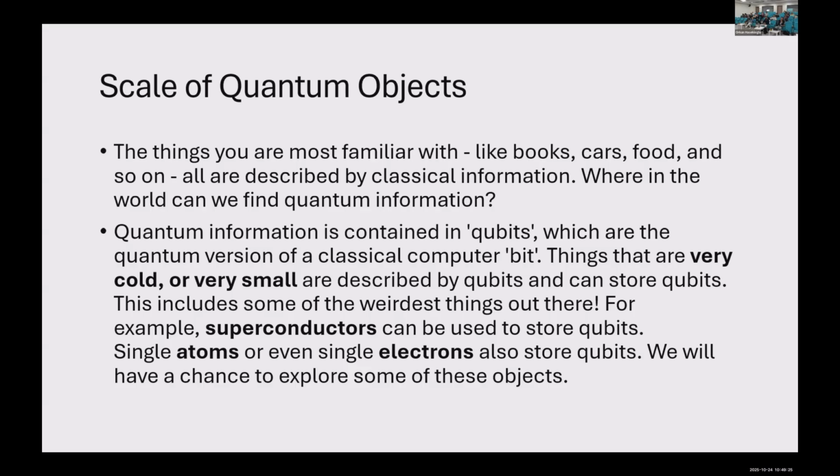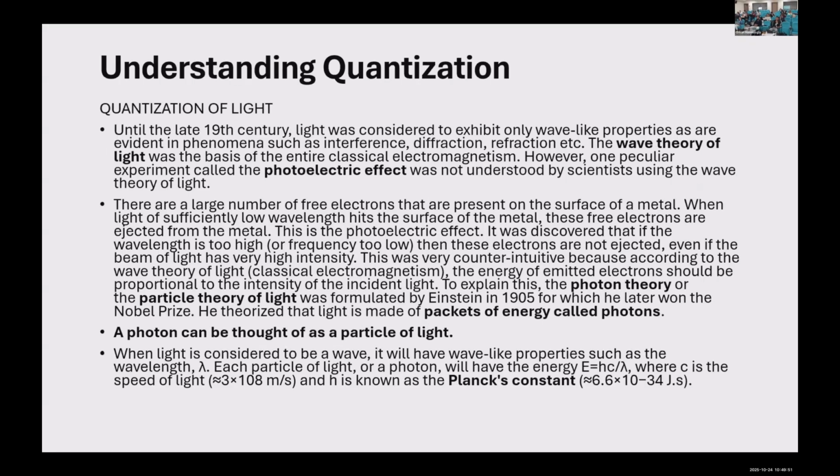Things that are very cold or very small are described by qubits and can store qubits. This includes some of the weirdest things out there. For example, superconductors can be used to store qubits. Single atoms or even single electrons also store qubits. We will have a chance to explore some of these topics here today. So, what is quantization? Any idea what that means?